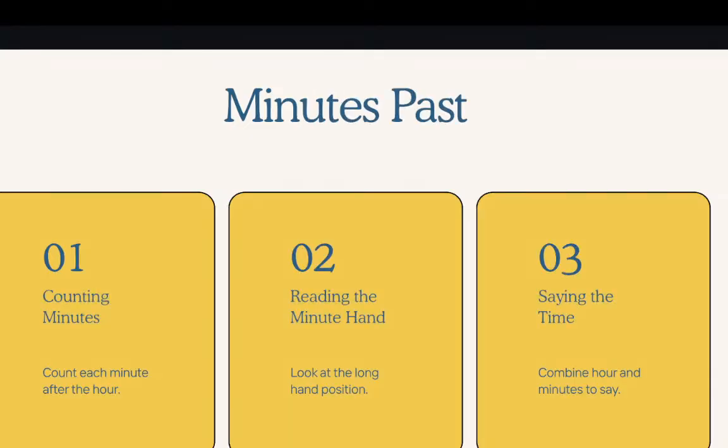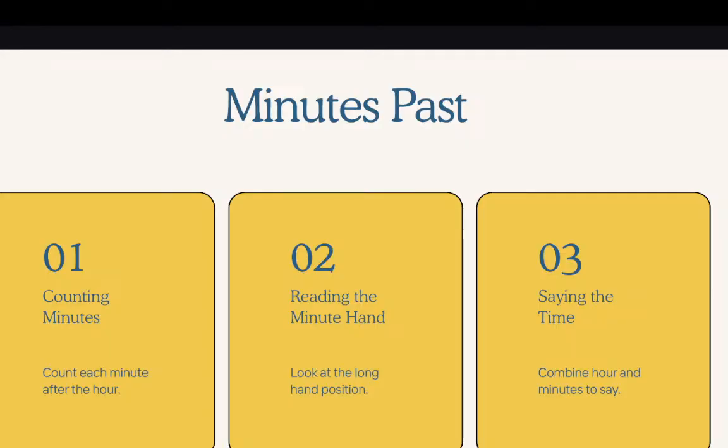Minutes past means we are counting forward from the hour that has just started. For example, if the clock just turned 2, the next minute would be 2:01. Then 2:02, 2:03, and so on and so forth. The minute hand moves around the clock counting these minutes.